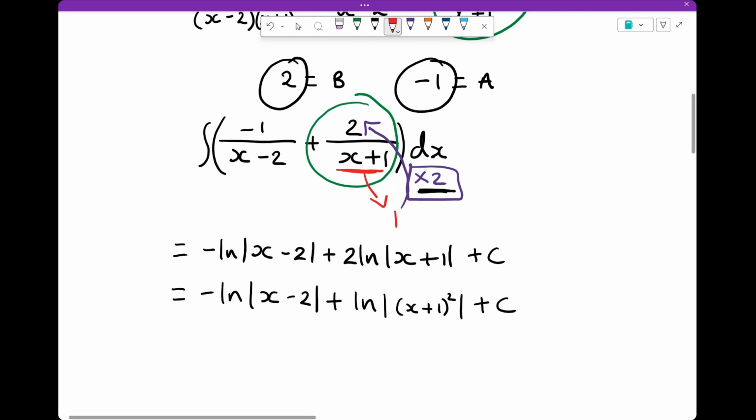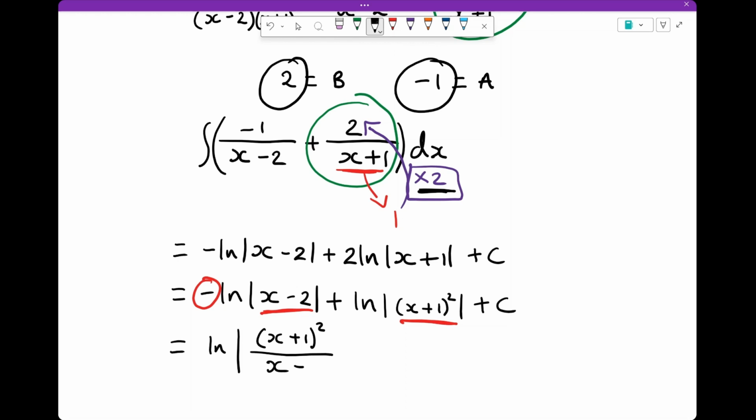So now that I've brought the power in, we can now recognize that we have a subtract in front of this logarithm here. So therefore we can use our subtraction law of logarithms, and we can take what is in the positive logarithm, so this one here, the x plus 1 squared, and divide it by what is in the logarithm being subtracted away, which is the x subtract 2. So I can now write this as a single logarithm. I can write the natural logarithm of the modulus of, and it would be the x plus 1 squared divided by the x subtract 2, like that, and then plus c.